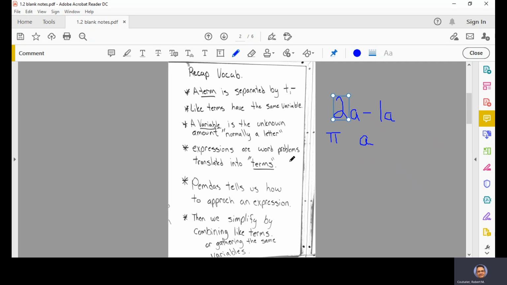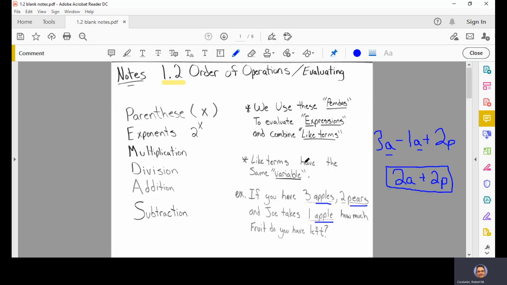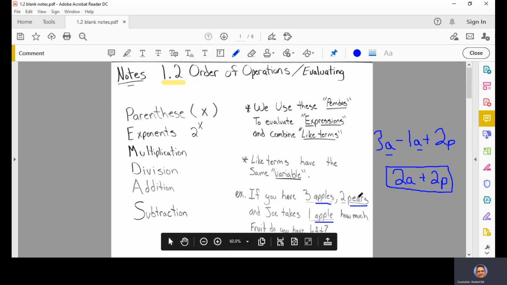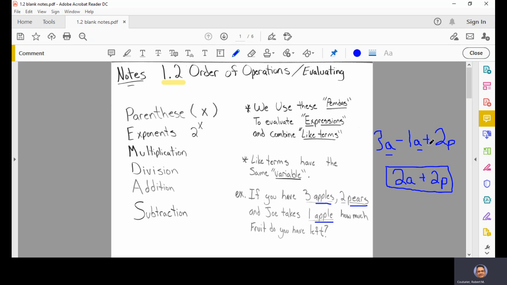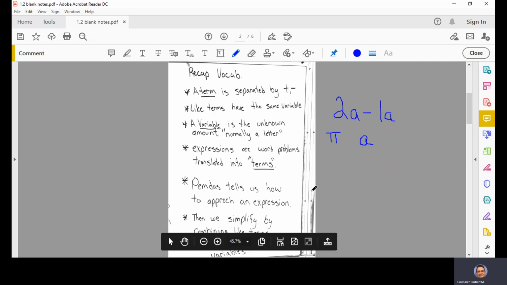Expressions. Expressions are word problems, those dreaded things that nobody likes. We take a word problem and we translate it into mathematical terms, like we did with the apples from before, when we had 3 apples, 2 pears, and somebody takes 1 apple away. So 3 apples minus 1 apple plus 2 pears. We combine like terms and we solve.